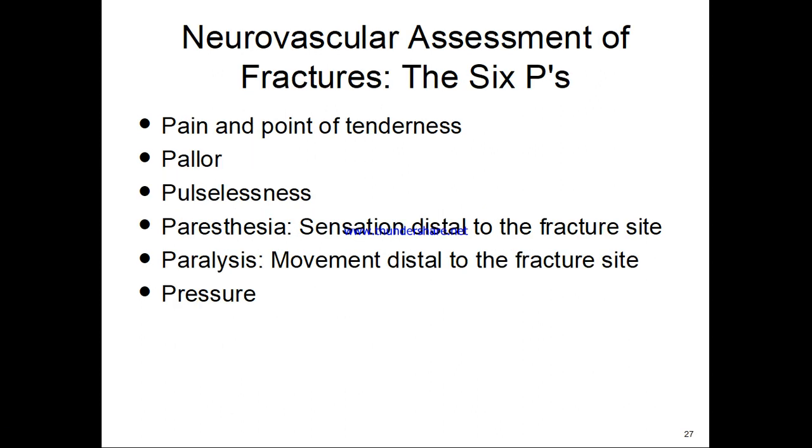So when we're assessing a fracture, we want to do a neurovascular assessment. We want to do this before we're applying any sort of splint or cast, and then again afterward. And we're going to use the 6 P's, which are pain, pallor, pulse, paresthesia, paralysis, and pressure sensation.